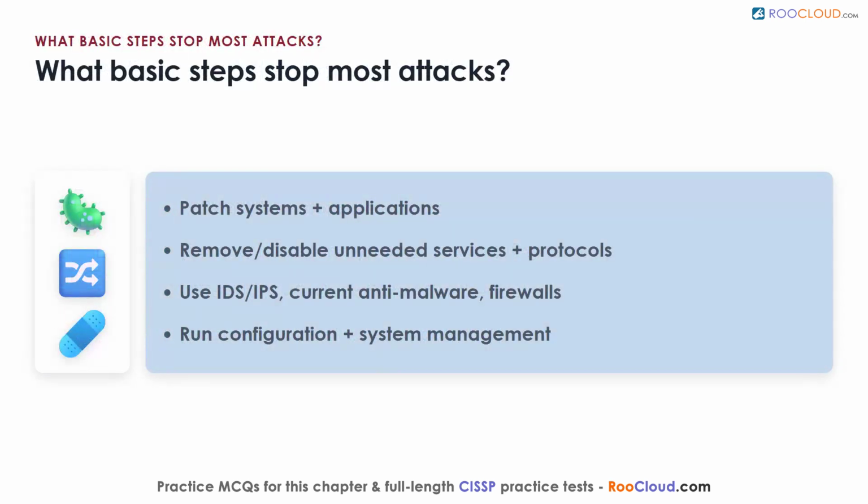What basic steps stop a huge share of attacks? No single move blocks everything, but a handful go a long way. Keep systems and applications patched, because unapplied fixes protect nobody. Remove or disable services and protocols you do not need, since an attacker cannot exploit what is not running. Deploy intrusion detection and prevention systems. Use current anti-malware and enable firewalls on both the network and the host. Finally, run configuration and system management so machines stay secure over their whole lifetime. Think of it as basic hygiene that quietly prevents most infections.